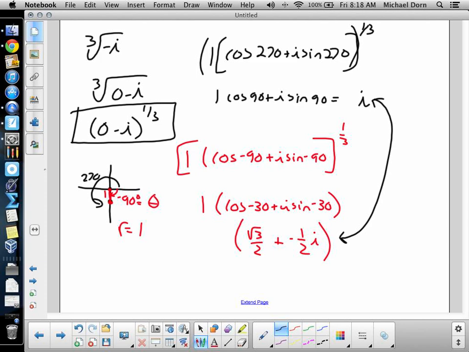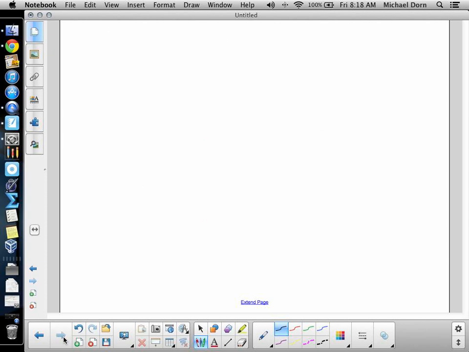13. We had root 2 cosine pi over 4 plus i sine pi over 4 times 2 cosine 3 pi over 2 plus i sine 3 pi over 2. Can't tell you how many people the radian measure messed up. People who could not add pi over 4 plus 3 pi over 2. That was the issue on this problem.